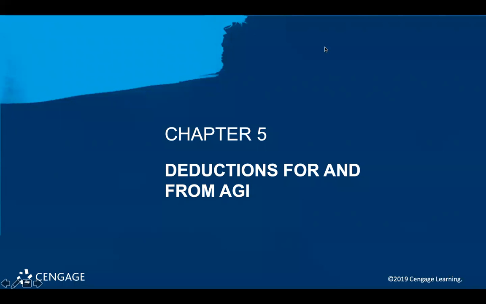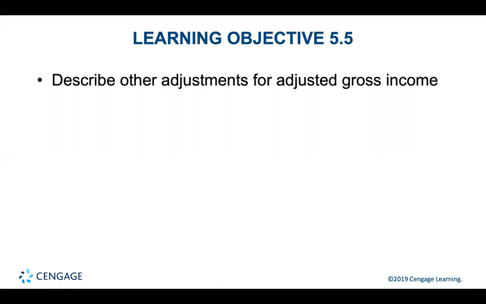Chapter 5, Deductions for and from AGI. Learning Objective 5.5. As you remember, we're skipping 5.4. 5.5. Describe other adjustments for adjusted gross income.